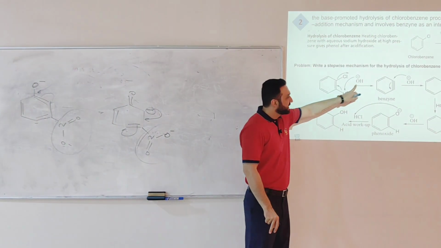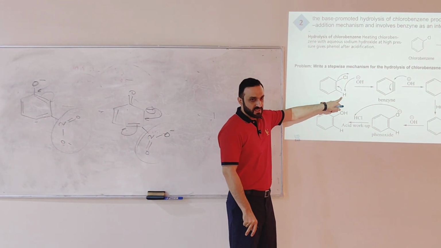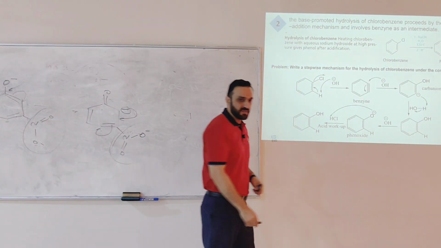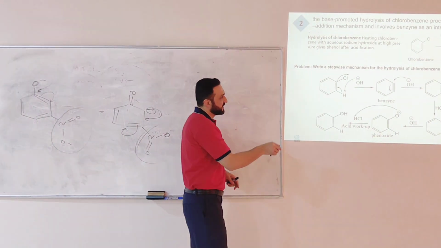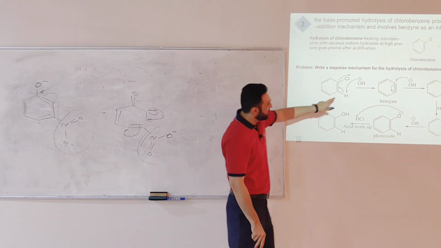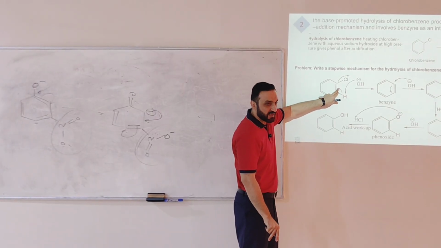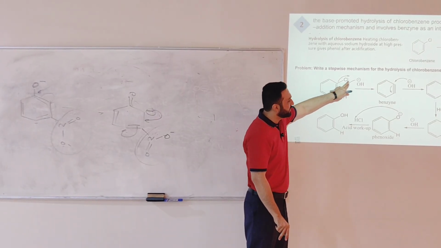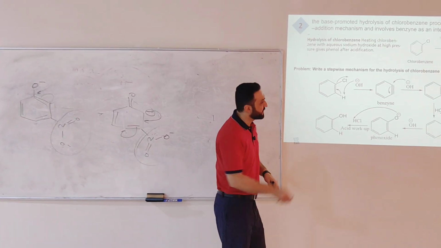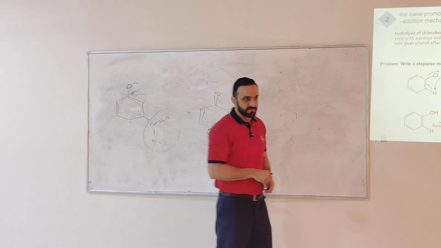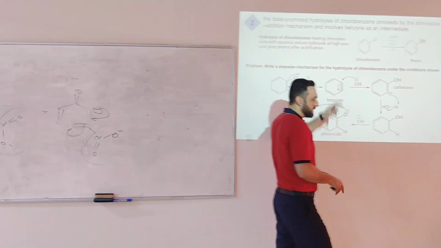OH minus takes a proton. This step is elimination. Take a proton, and the bond between hydrogen and carbon makes an additional pi bond, and the chlorine leaves the structure as a leaving group to give you the benzyne. This is the benzyne.